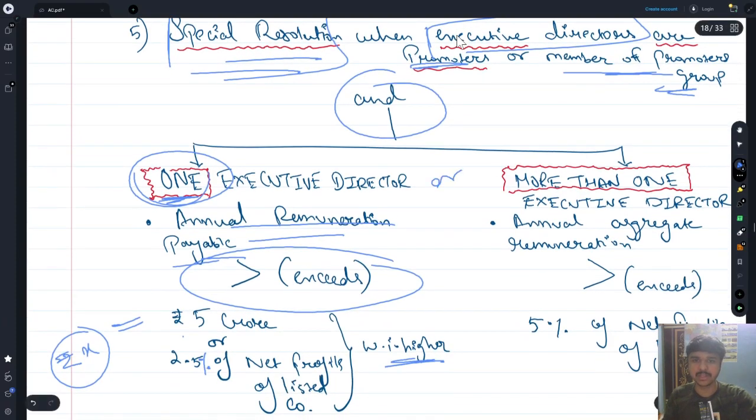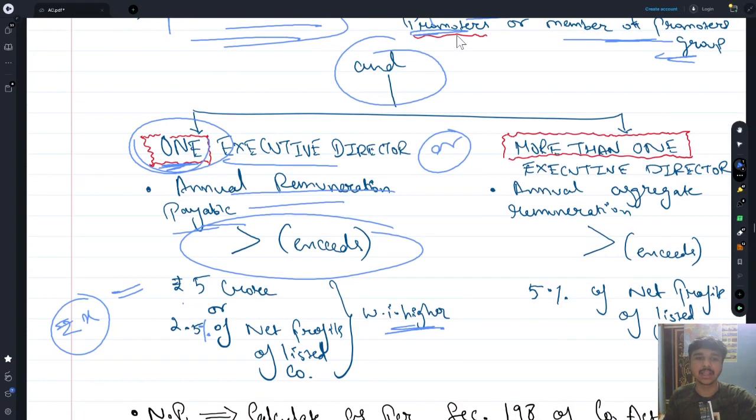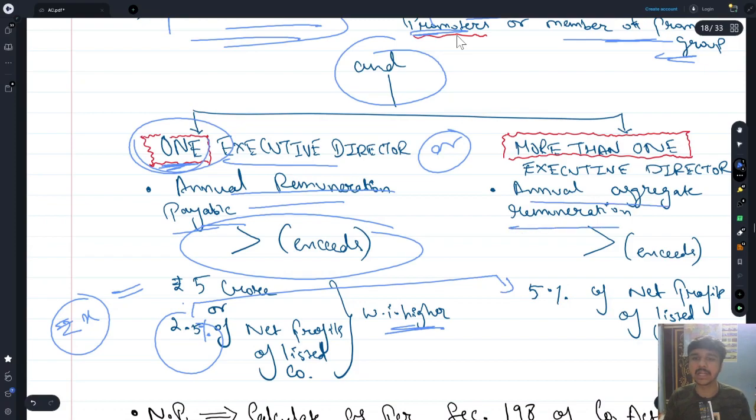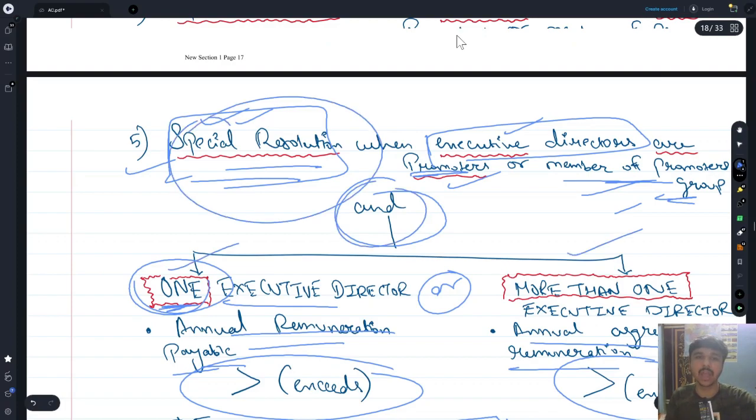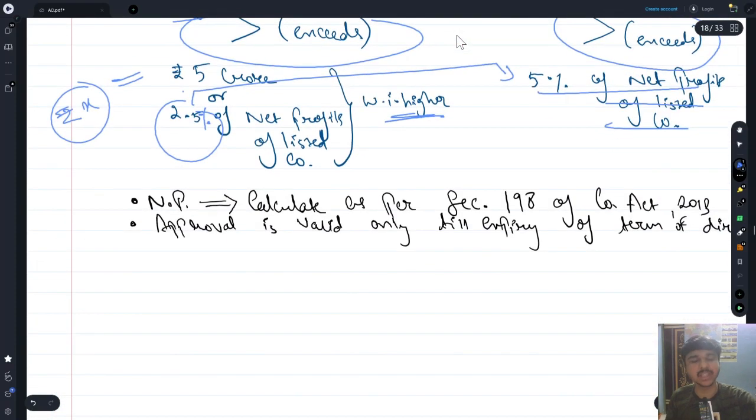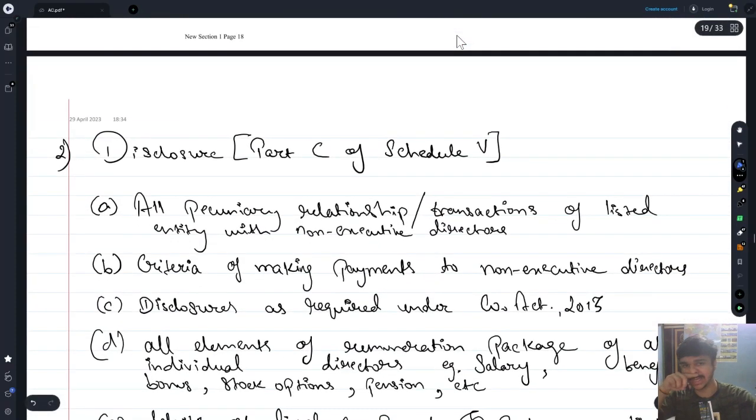Or for example, you have not just one, you have more than one executive directors. In that case, this 2.5 will turn to 5%. So if the annual aggregate remuneration payable to all of them exceeds 5% of net profits of the listed company, you need to have a special resolution passed. Okay guys, very simple. Everybody got it? When the executive directors are promoters or members of promoter groups, and when any one of these two conditions is fulfilled, the resolution needed will be a special resolution and not an ordinary resolution.